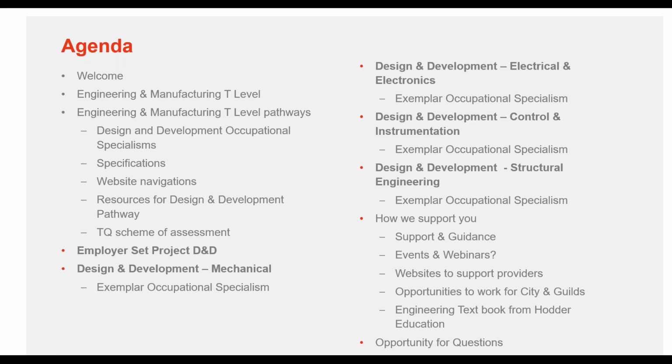We're going to look at the Exemplar for the employer set project currently for design and development. And then we're going to go into each pathway specialism in more detail: mechanical, electrical electronics, control instrumentation, and structural engineering. Right at the end, we've got some slides to show how we can support you and the guidance available on the webinar, next events, and the website to support providers. There are opportunities if you want to work with City and Guilds, such as moderators, markers, examiners, etc. And the latest date of when the engineering textbook for this T-level is going to be released from Hodder. And again, right at the end, we've got some opportunities for questions as well.